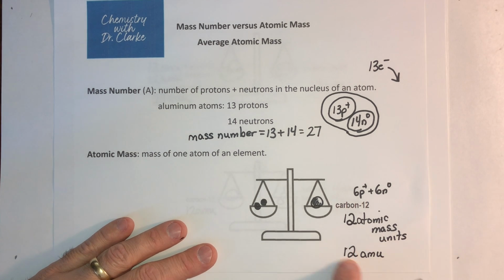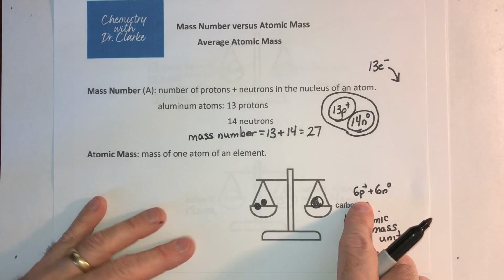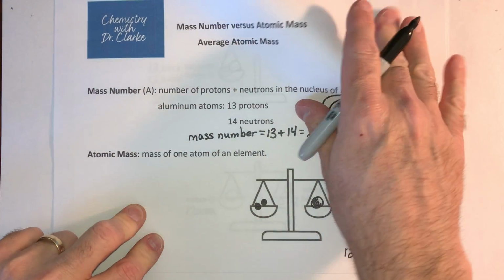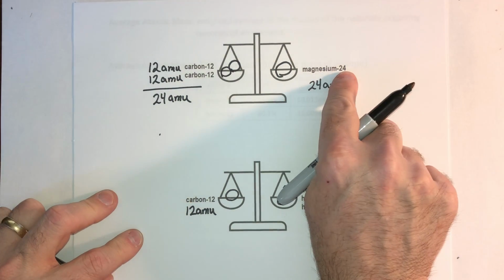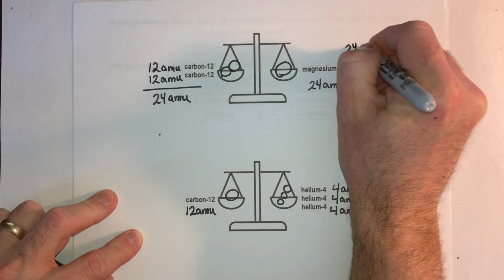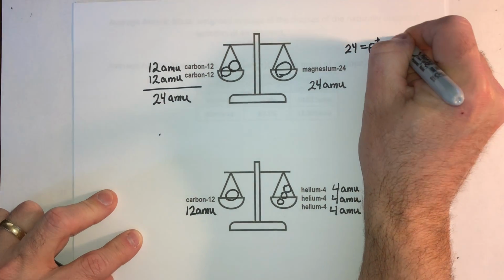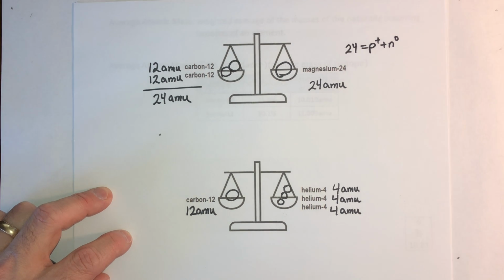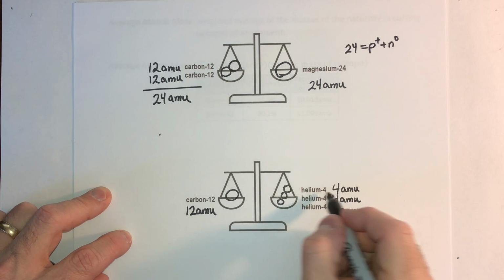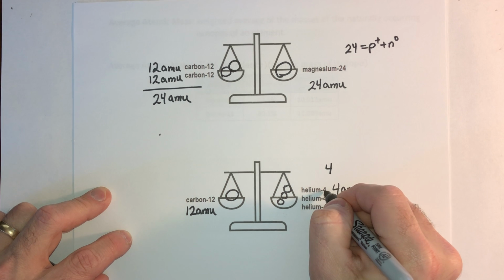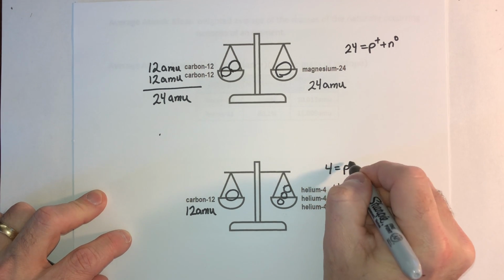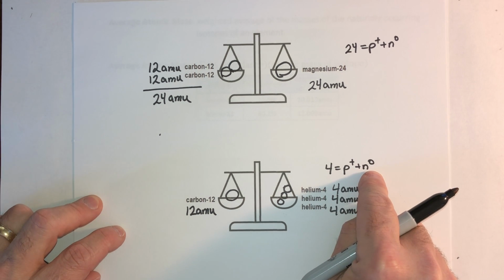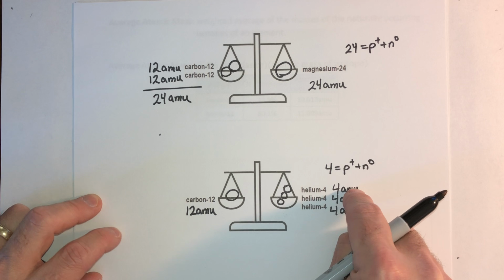If we say that it weighs 12, basically we're saying a proton weighs 1 and a neutron weighs 1. Okay? So if you've got magnesium-24, you've got 24 protons and neutrons. If each one weighs 1, then the total should be 24. Right? If you're talking helium-4, helium-4 has a mass number of 4. That's the number of protons plus neutrons. If a proton weighs 1 and a neutron weighs 1, and you've got 4 total, then they should weigh totally 4.